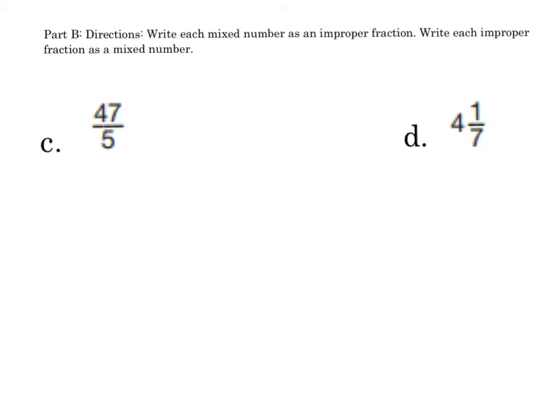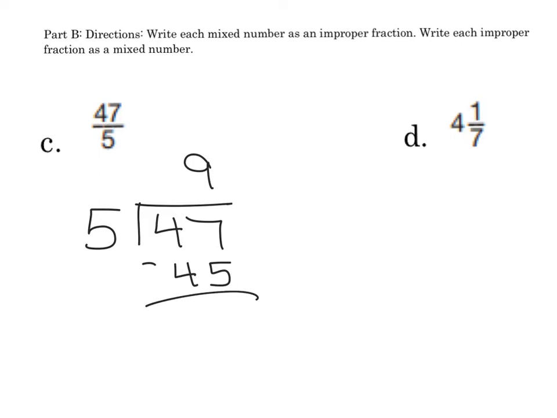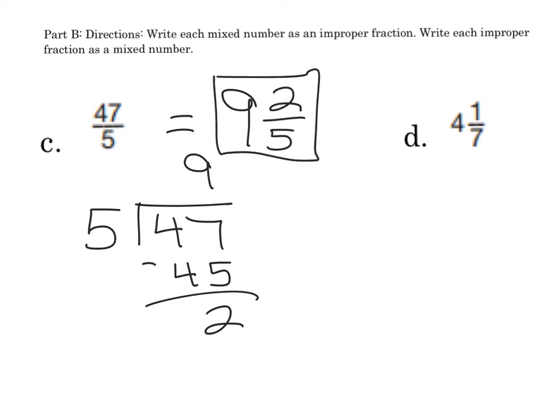Okay, now on to C and D. Still have another improper fraction, so once again, we are dividing when they are improper. So 5 will go into 47 9 times. 9 times 5 is 45. Subtract, I have 2 left over. So this answer is 9 wholes with 2/5 left over.